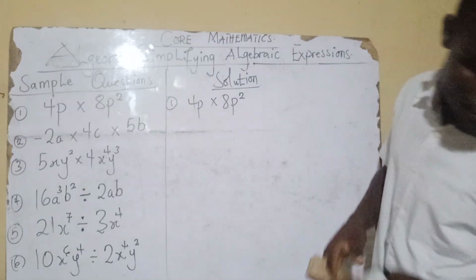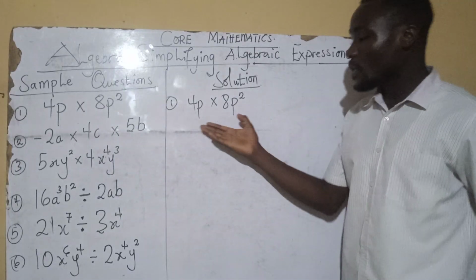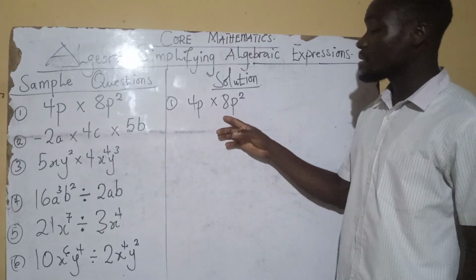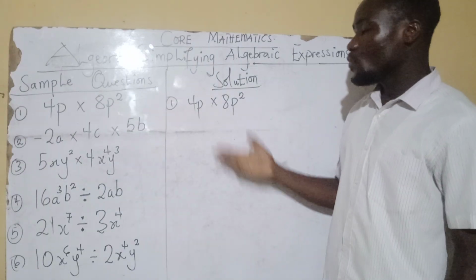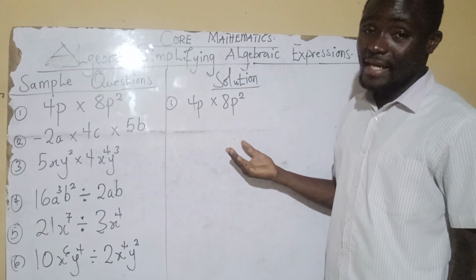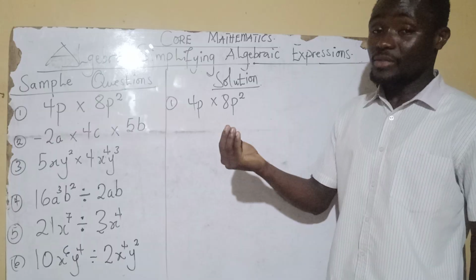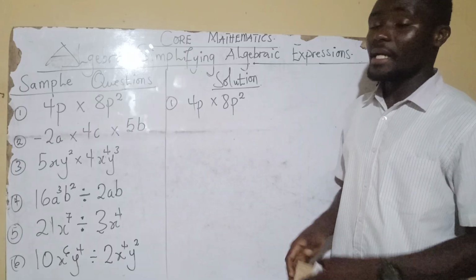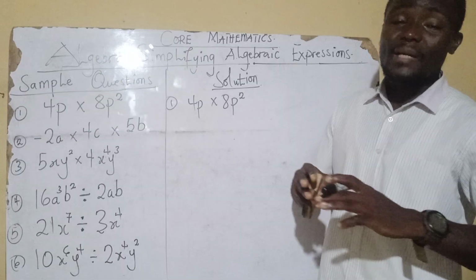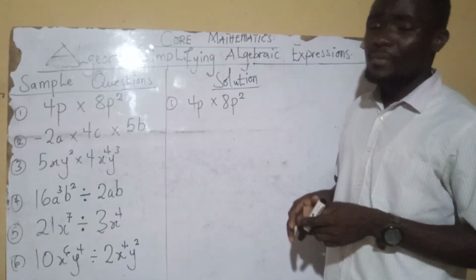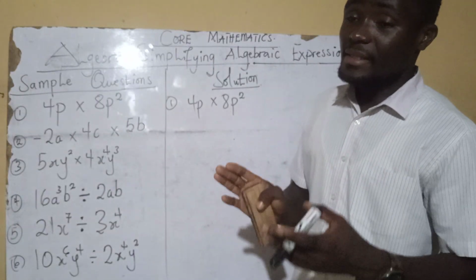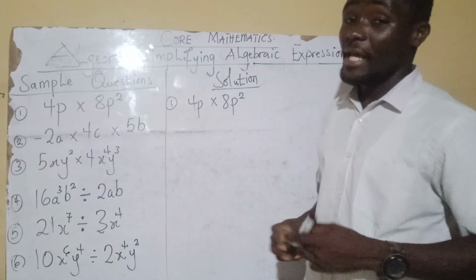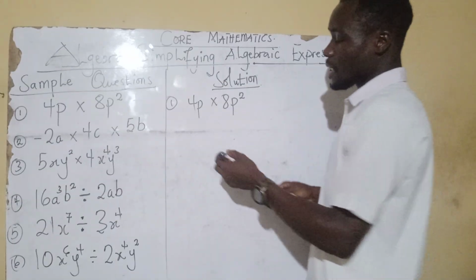Solving question number 1, I have 4p multiplying, or in product terms, with 8p squared. Now solving this, we don't consider whether they are like terms or unlike terms. We just move ahead with the rules, then we multiply as usual. To make the problem easy for you, I'm going to split the numbers aside and the variables aside and multiply them. So this is how I'm going to go about it.